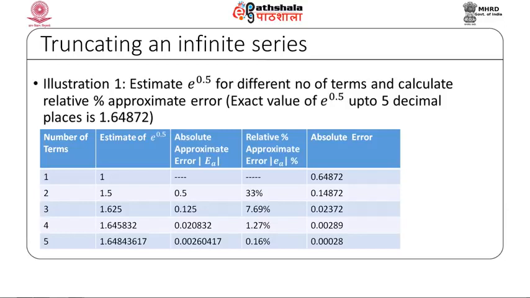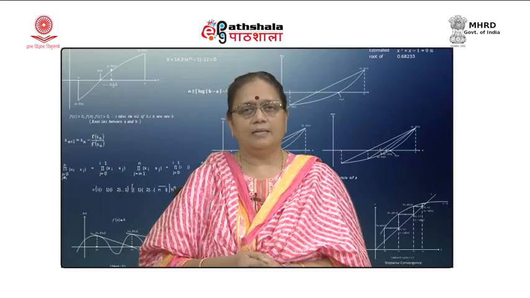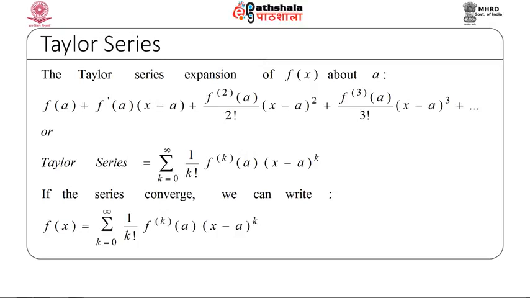One more term, and you see that the relative approximate error has decreased to 1.27% and the absolute error has decreased to 0.00289. And finally, if we have 5 terms, meaning we are going up to x raised to 4 by 4 factorial, and fifth and higher powers are ignored, in that case the sum is 1.64843617, and so it is correct up to 3 decimal places. The absolute error is only 0.00028 and the relative percent approximate error is 0.16%. What we learn from this is that as the number of terms increases, the absolute error decreases.